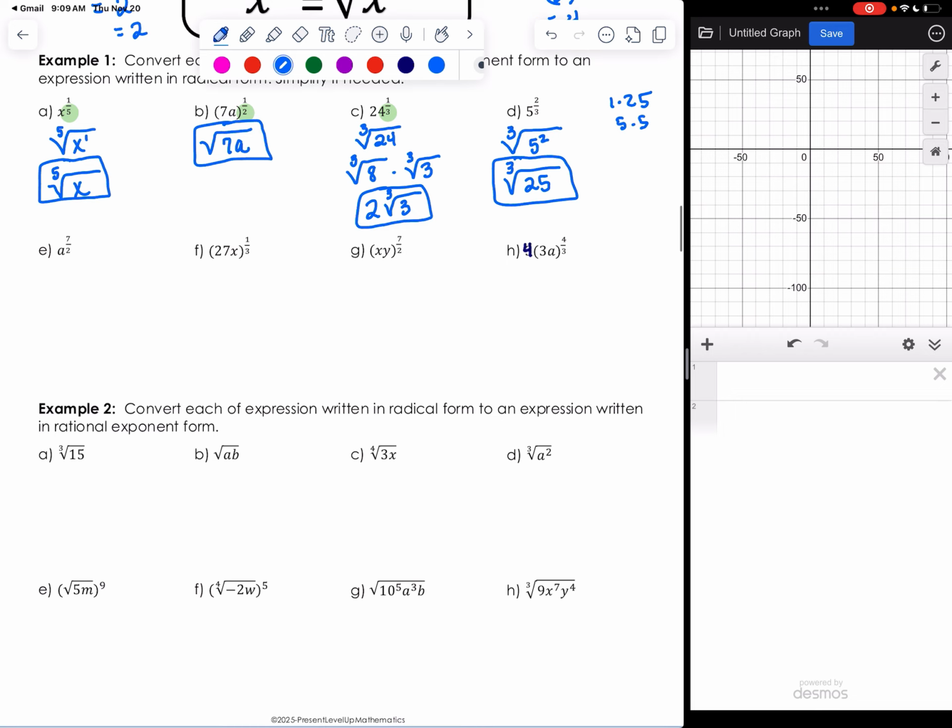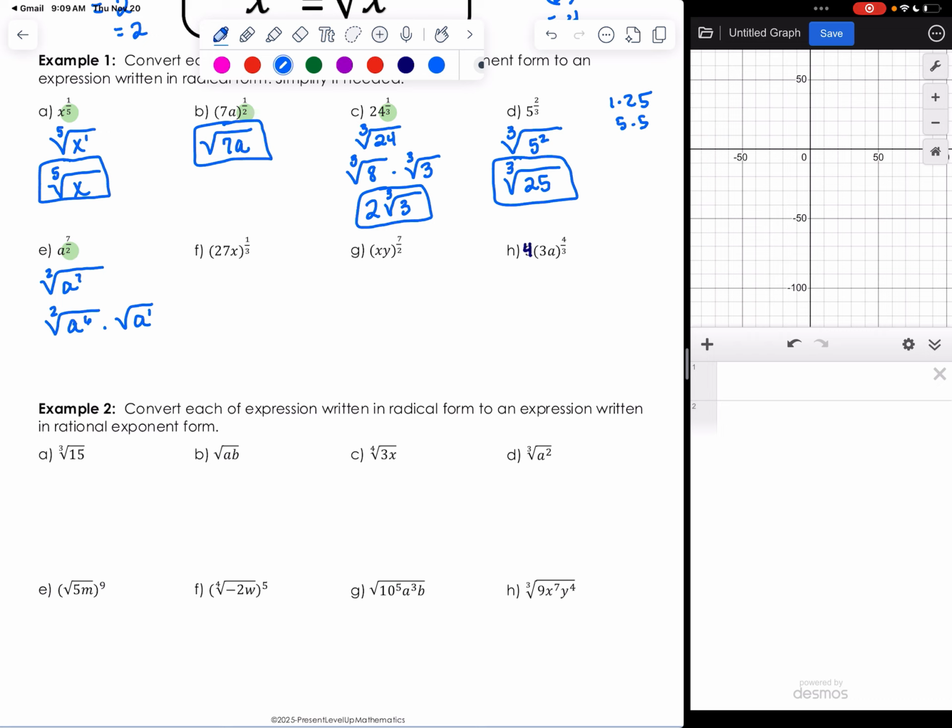All right, next problem, problem E, we have a to the 7/2 power. Our denominator is 2, so we're going to use a square root. And our numerator is 7, so we will use the 7 power. Now, this can be simplified. Because this has an index of 2, we can rewrite this as the square root of a to the 6 times the square root of a to the 1, 6 plus 1 giving 7.